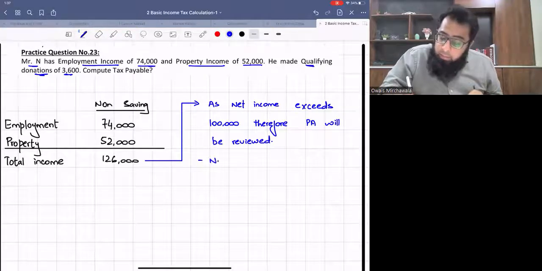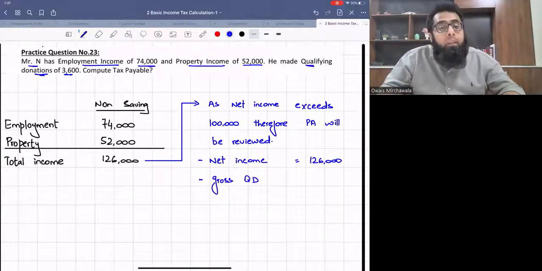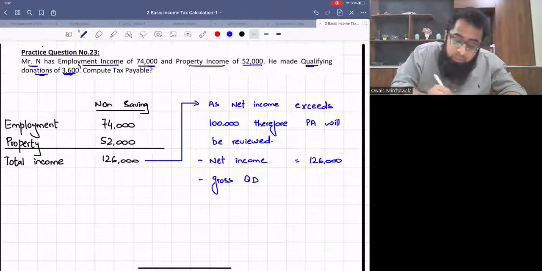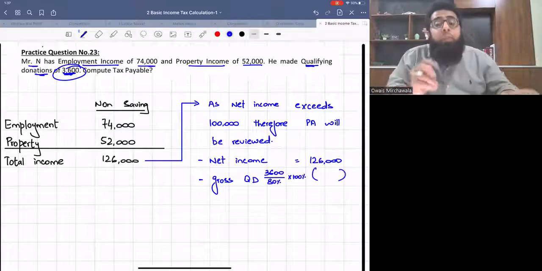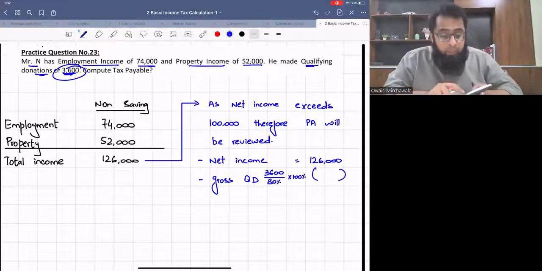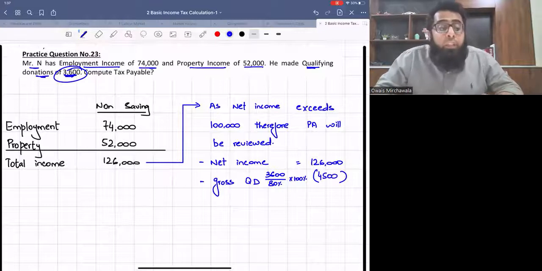His net income is 126,000. We will gross up the qualifying donation. He made a qualifying donation of 3,600. Now, whatever you contribute in charity is considered as 80% because the tax department contributes the remaining 20%. So 3,600 divided by 80 multiplied by 100. So the gross qualifying donation is 4,500.